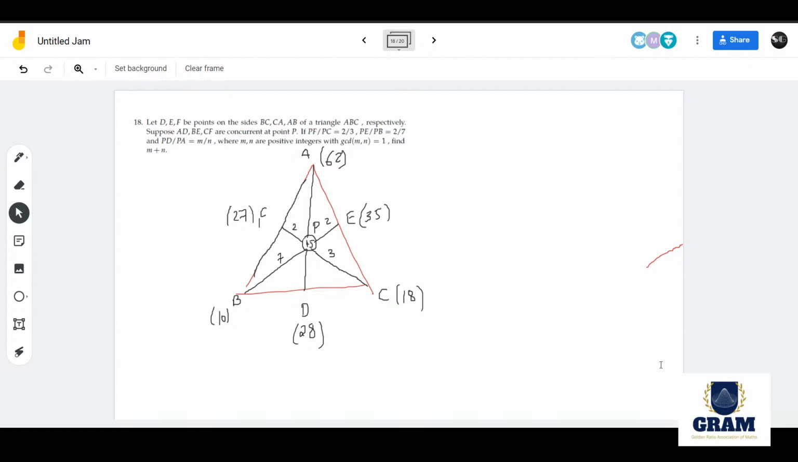Actually, there won't be the addition sign. Are we talking about the Ceva's theorem? Because you can't apply Ceva on problem 18.